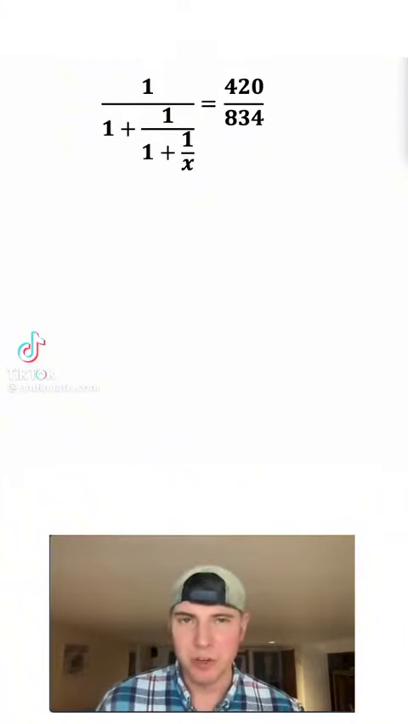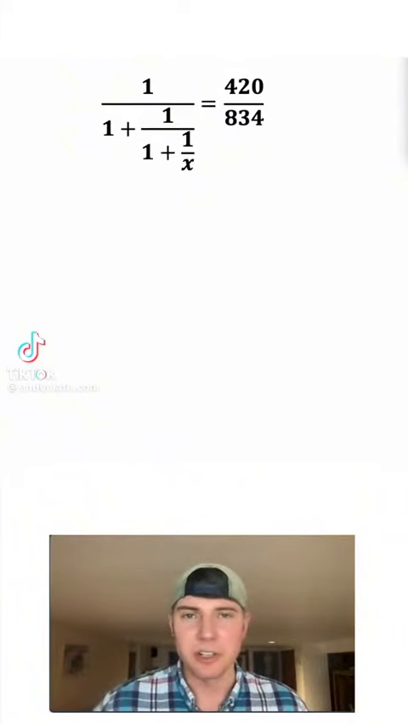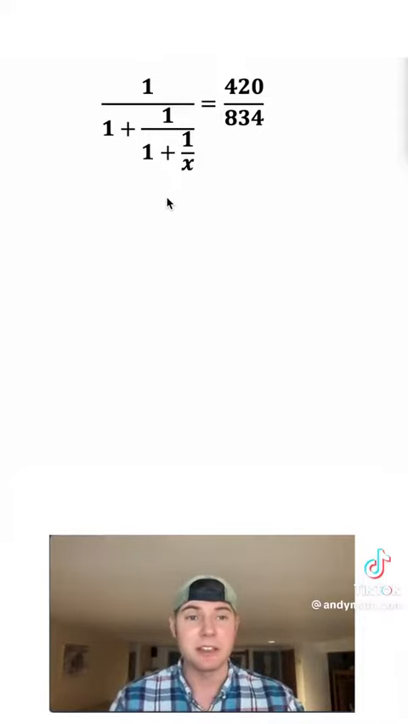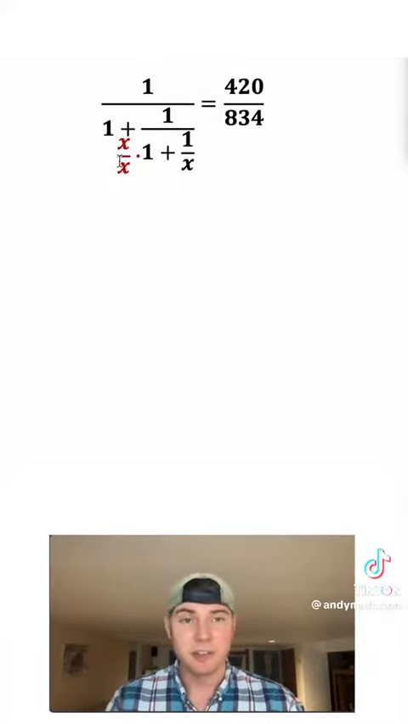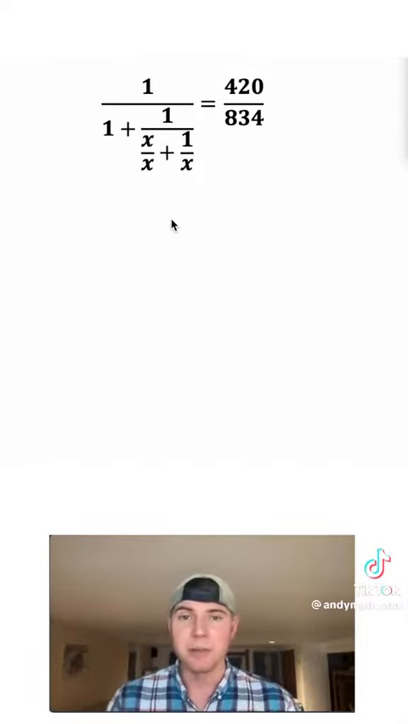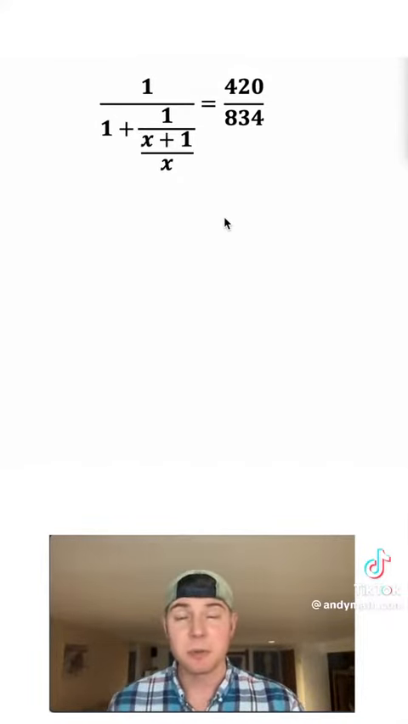1 over 1 plus 1 over 1 plus 1 over x equals 420 over 834. So for the first step, we want to do this 1 plus 1 over x. In order to give them a common denominator, we're going to multiply this 1 on the left-hand side by x over x. And x over x times 1 is just x over x. And now that they have a common denominator, we can write them as a single fraction. So it becomes x plus 1 over x.